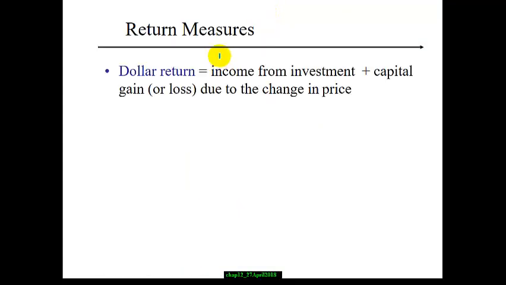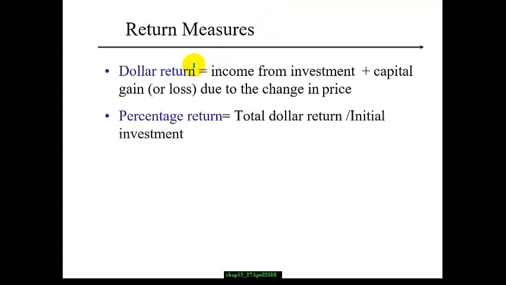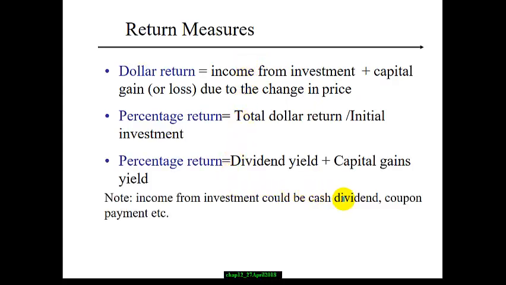Return can be measured in total dollar amount or percentage returns. The total dollar return is decomposed into income from investment and the capital gain or loss due to the change in price. When you buy a stock or bond, you may receive the cash dividend or coupon payment. The price of the stock also might go up or down when you're about to sell it later. The percentage return is simply the total dollar return divided by initial investment.